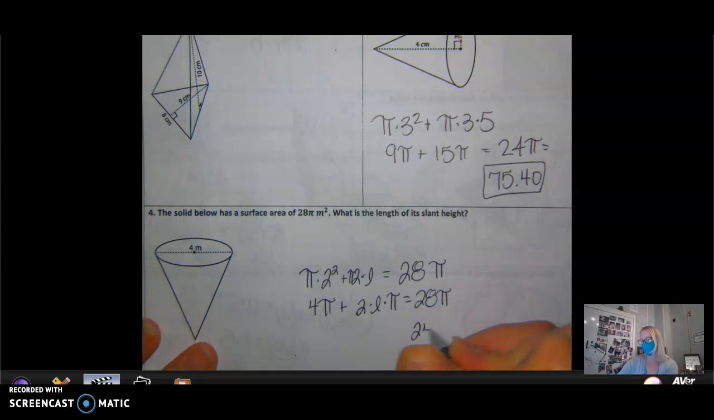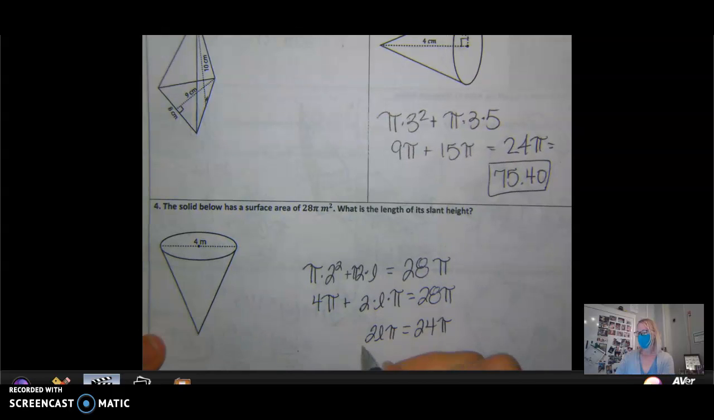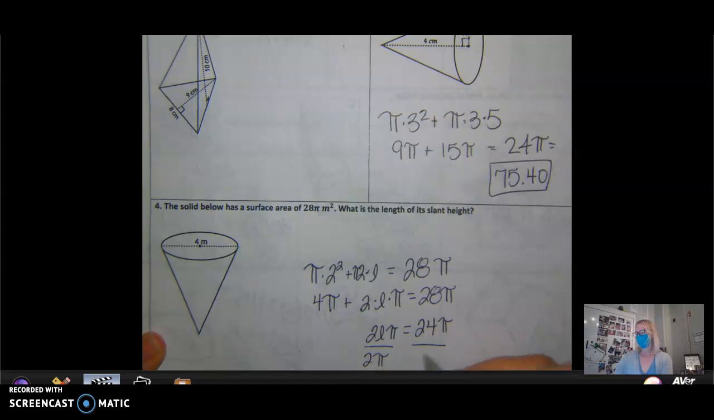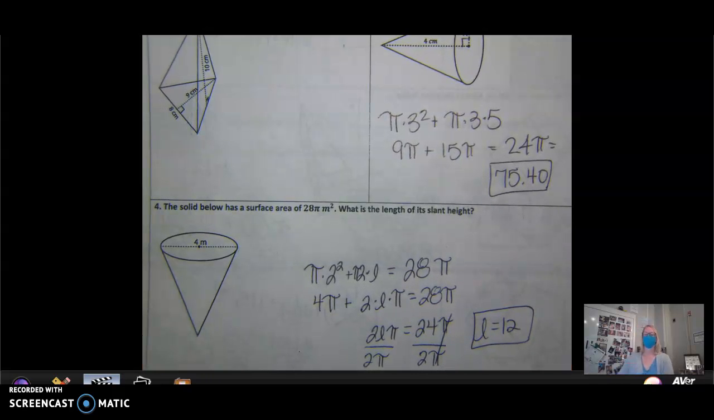Yep. So pi is still in it. I'm hoping your bus is still out there. To divide by 2 pi and divide by 2 pi here to get the slant height by itself. So 24 divided by 2 is what? So my slant height is 12.